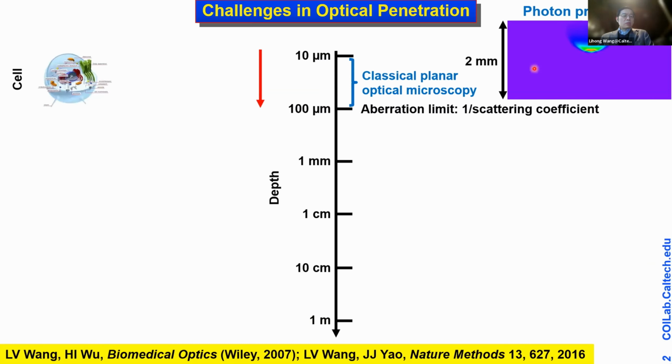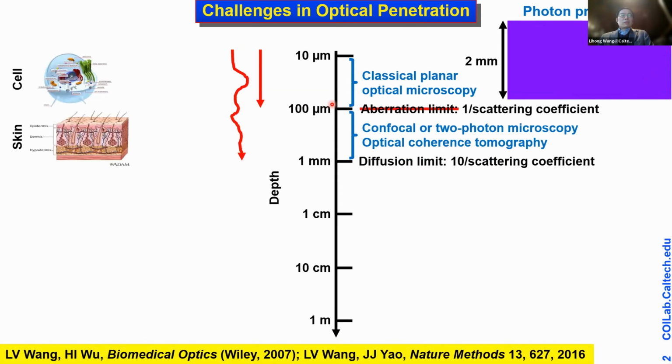Starting with the first generation optical microscopy, which allows us to see organelles and subcellular structures, the penetration is limited to 100 microns, which is the aberration limit, essentially one mean-free path. We stagnated at this limit for hundreds of years until modern light sources were invented, namely laser or superluminescent diodes. We were allowed to overcome the scattering problem by rejecting the scattered photons.